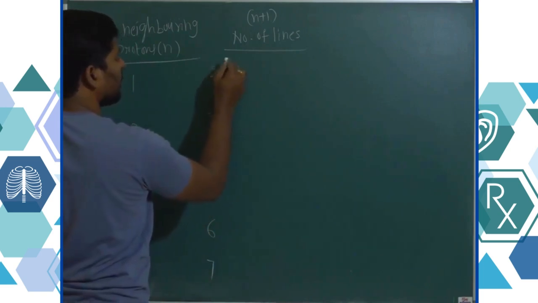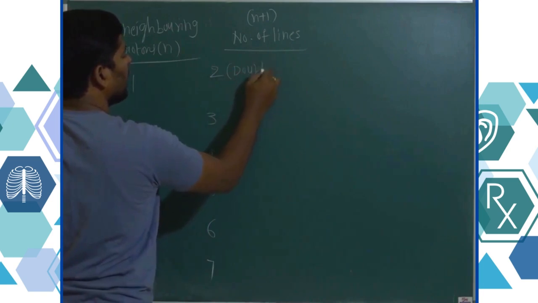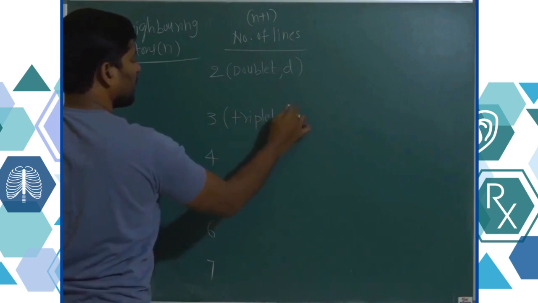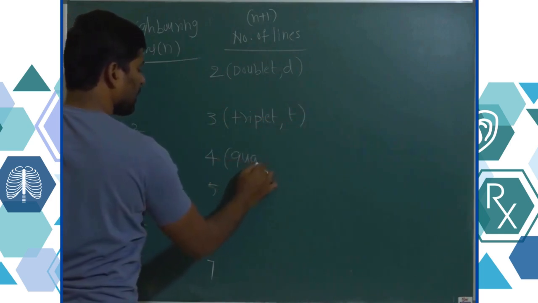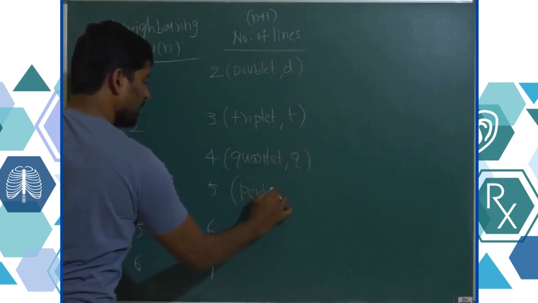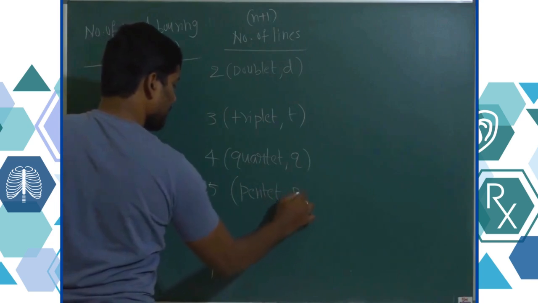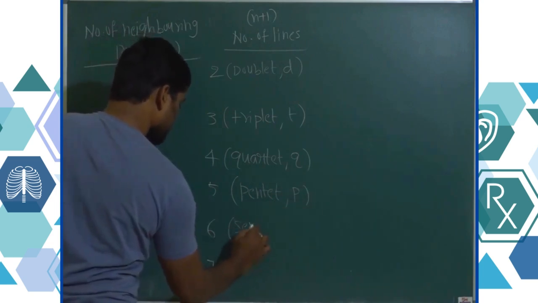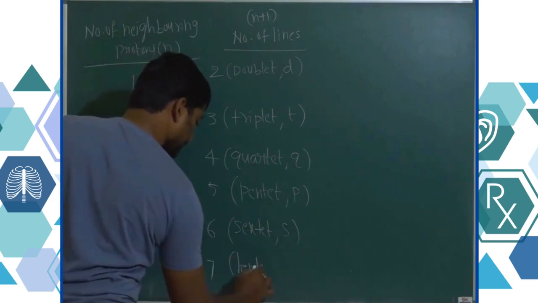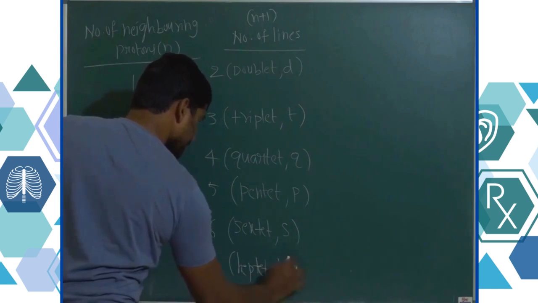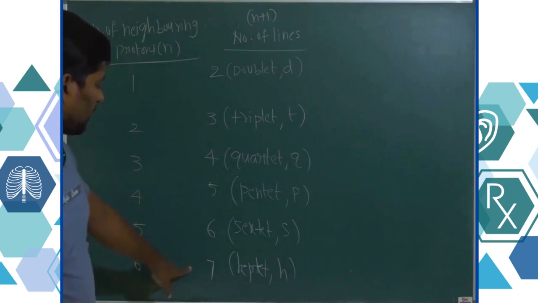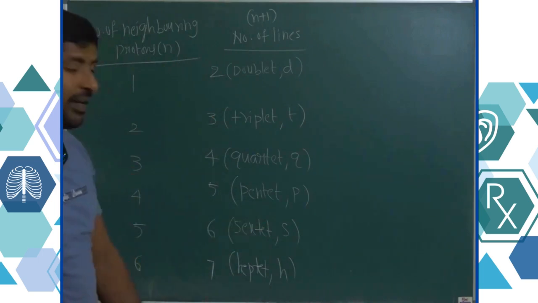The designation of the multiplet is as follows. This is called a doublet, which we indicate with D. This is called a triplet, indicated with T. This is called a quartet, Q, then pentet, sextet, and heptet or septet. So 2 lines means doublet, 4 lines quartet, 6 lines sextet, and 7 lines septet or heptet.